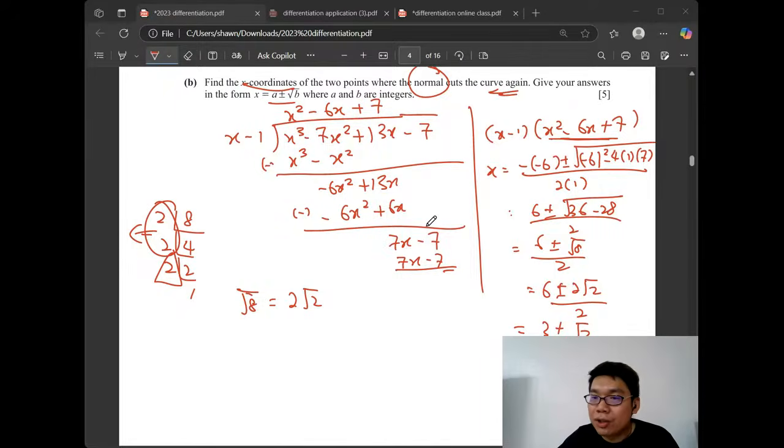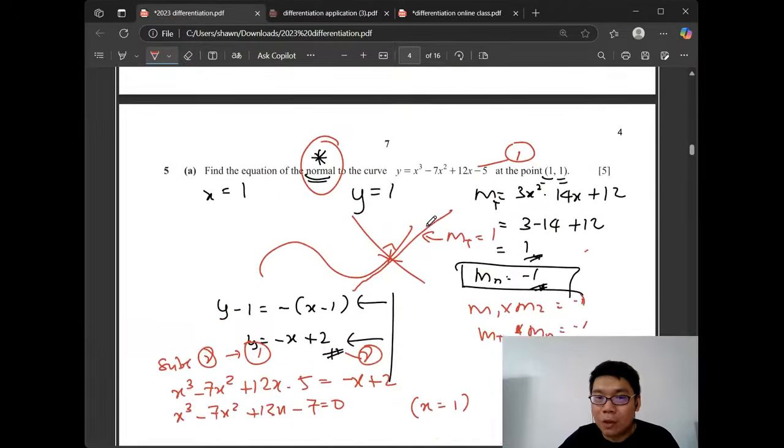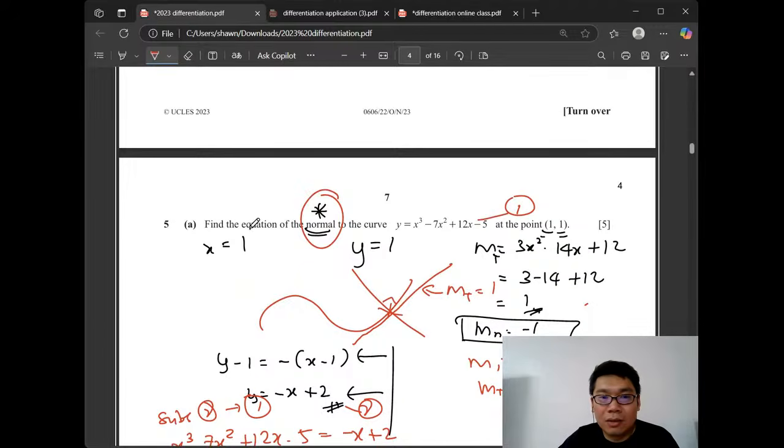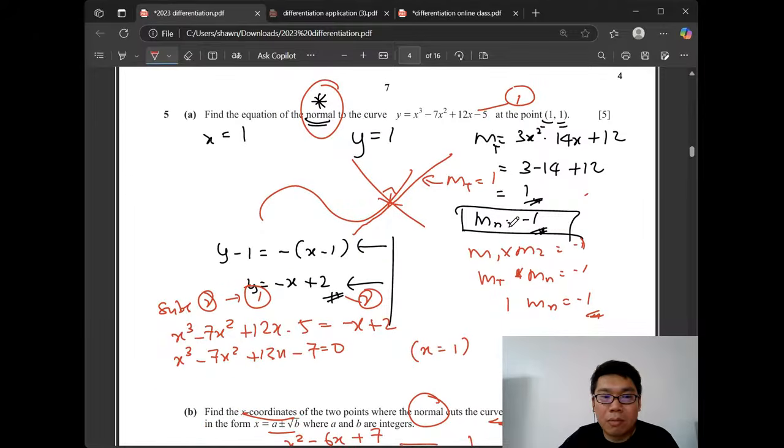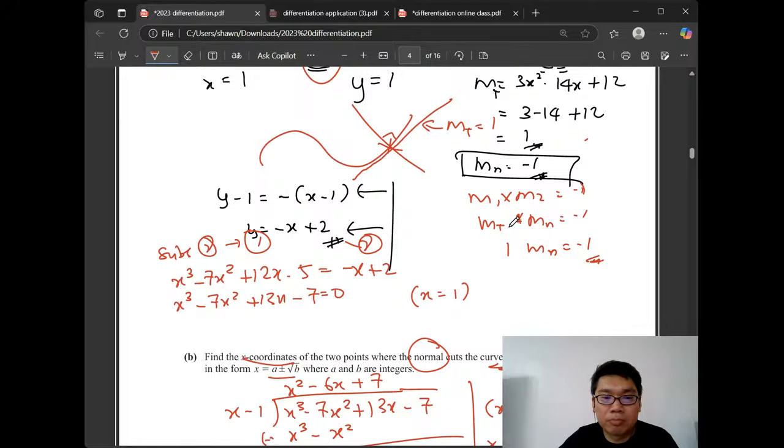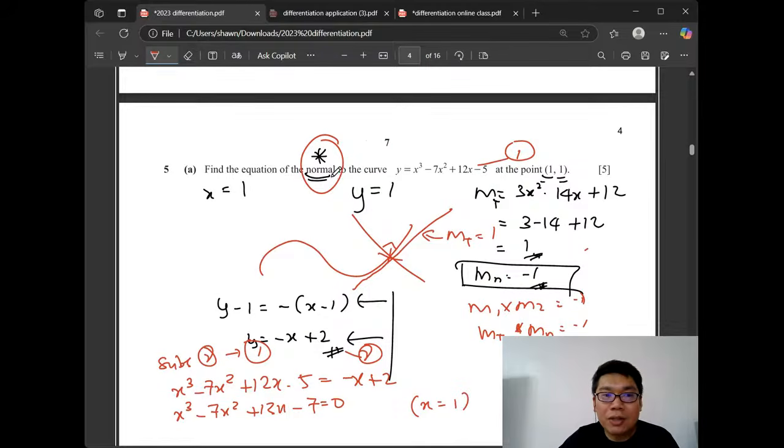Sure, where is the x minus 1 from the long division? Okay, the question says at this point they will form a normal. So that's why the first intersection point is confirmed at 1, 1. So that's why the first intersection point has x value x equals 1. Agree now, Samir?